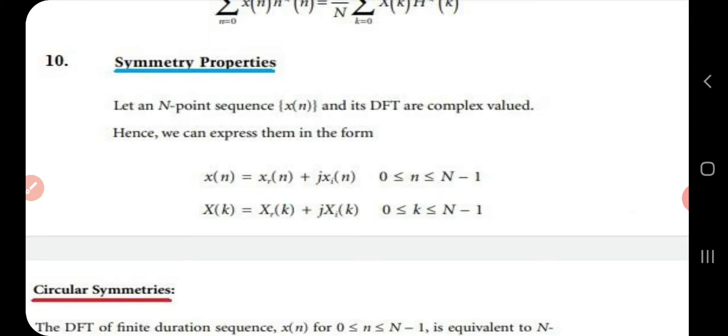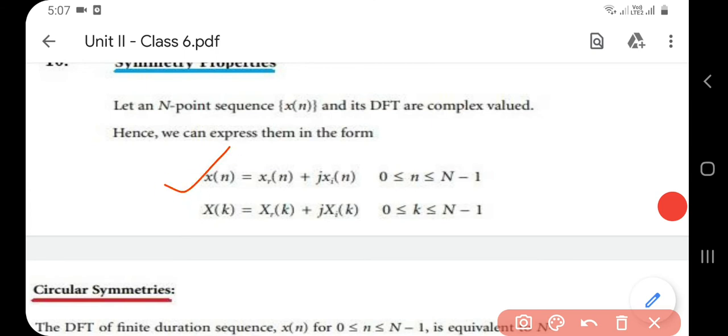Next is symmetry properties. Suppose that you have a discrete sequence x of n and its DFT is complex, then the complex form of a discrete sequence x of n is given by x of n equal to x_R of n plus j x_I of n. Here R is the real part and I is the imaginary part, and small n within the limit 0 to N minus 1. And this x of n is a discrete time sequence, whereas X of k is a DFT of x of n, and this DFT of x of n will also be in a complex form and can be written as X_R of k plus j X_I of k. R is the real part, I is the imaginary part, k within the limit 0 to N minus 1.